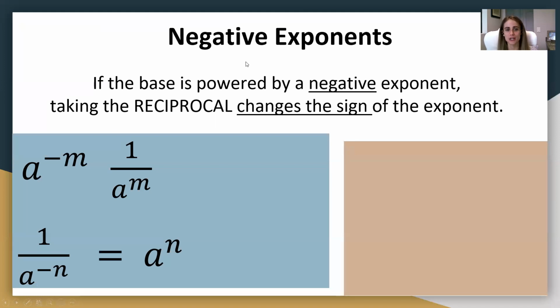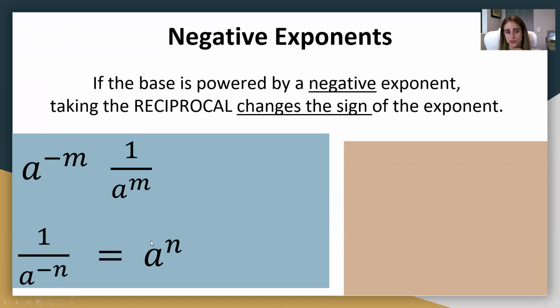Negative exponents. So if the base is powered by a negative exponent, by taking the reciprocal, it changes the sign of the exponent. Right, so a timeout here, vocab check, reciprocal. What does that mean again? Reciprocal is when you flip your fraction. So the numerator becomes the denominator and the denominator becomes the numerator. So if you guys didn't remember that word, add that to your notes. Remember that reciprocal is when you flip your fraction.